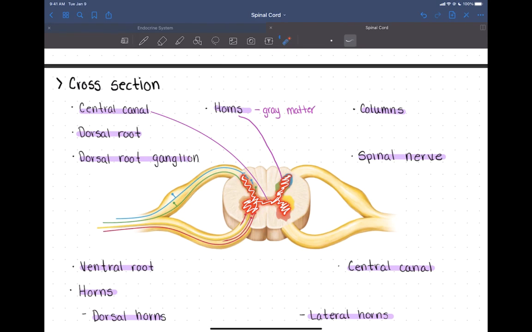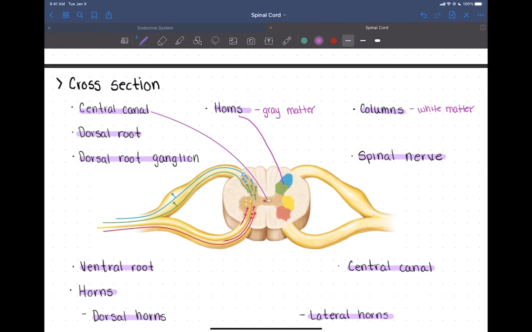All right, so those are the horns. And then the columns are going to be our white matter. Remember that white matter primarily contains our myelinated axons. We're going to talk in a minute, after we finish going through this cross section, about how those horns and columns are arranged, and they have certain names based on their location. We'll look at that in a second. But I want to talk first about how sensory and motor information is organized in the spinal cord.